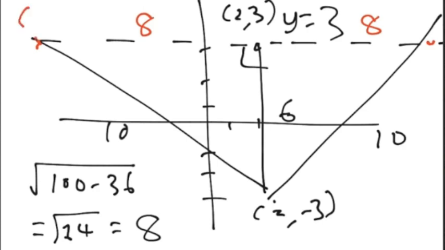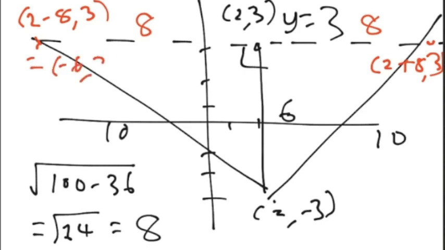So we would get 2 minus 3, 3. Sorry, that was wrong, very wrong. We would get 2 minus 8, 3, and then 2 plus 8, 3, which equals (-6, 3) and (10, 3). And those are our 2 points.